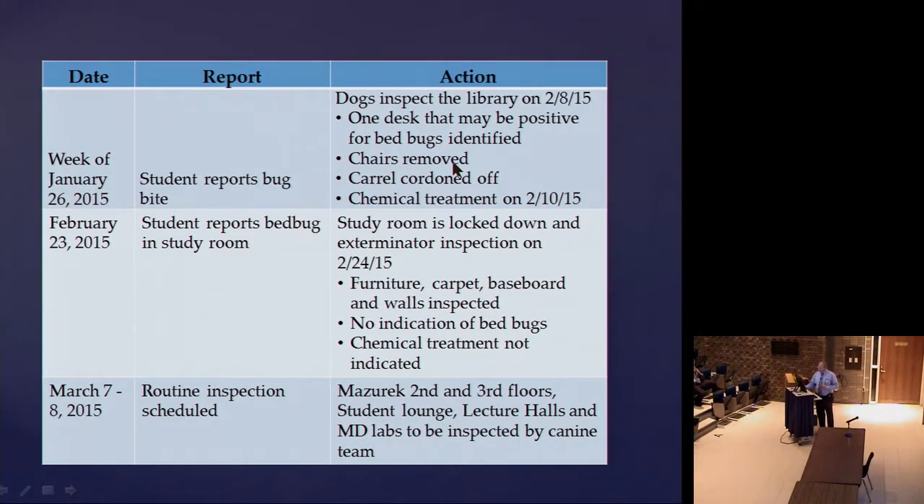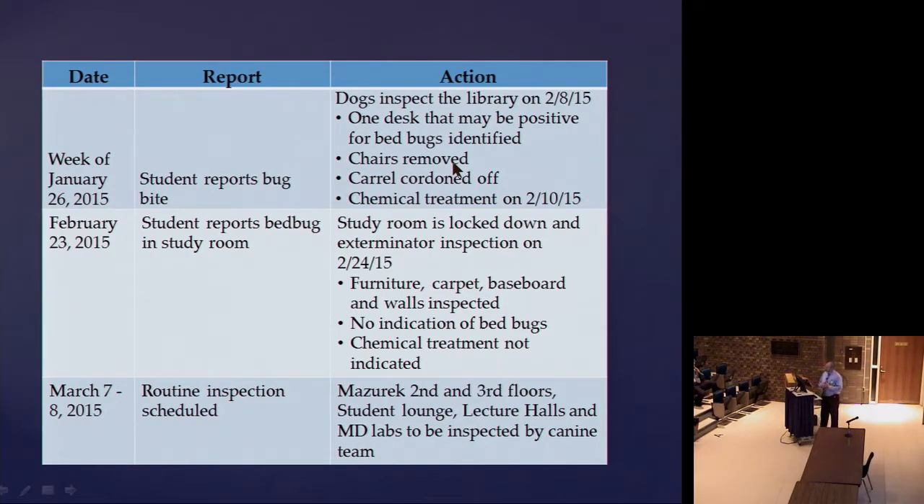There was one desk, one carrel that was closest to the glass wall, but again, behind the glass wall, not in the public area. The dogs thought they hit on something. The pest control guys looked around, didn't see anything, but we weren't taking any chances. Those chairs were removed from that space, the carrels were cordoned off, and it was chemically treated a couple of days later.